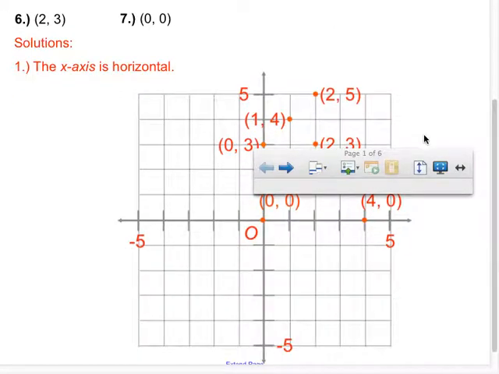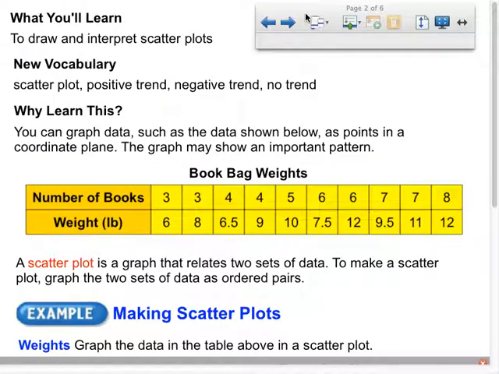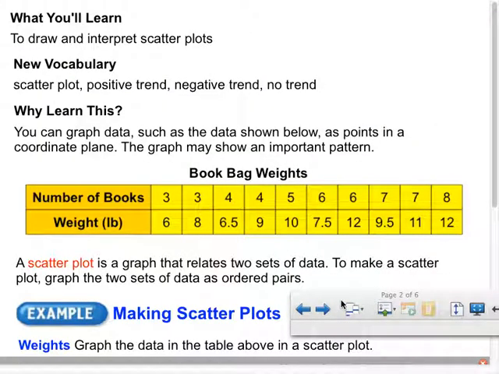And I heard some people say this is easy. Yes, this is easy. This is review. We've gone over this so many times. But here's why we're going over this now. We're going to talk about scatter plots. We're going to interpret scatter plots.